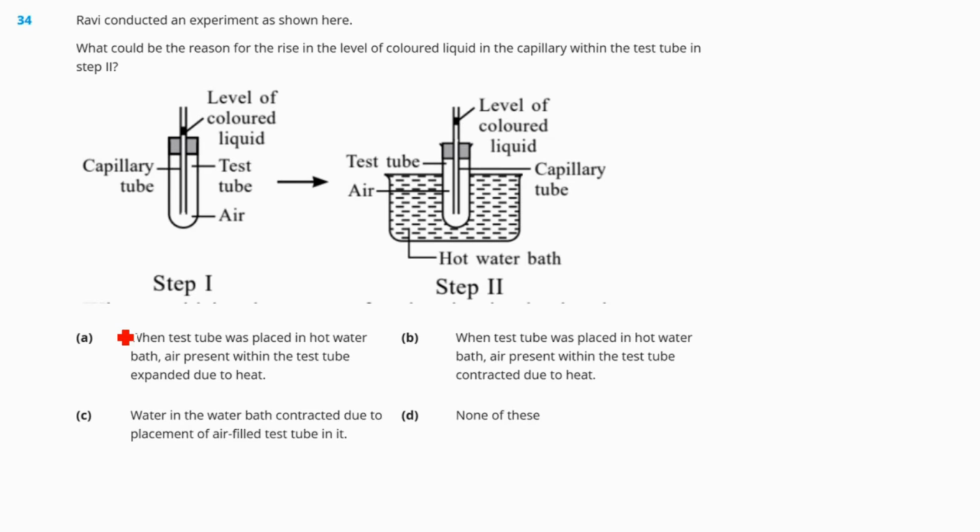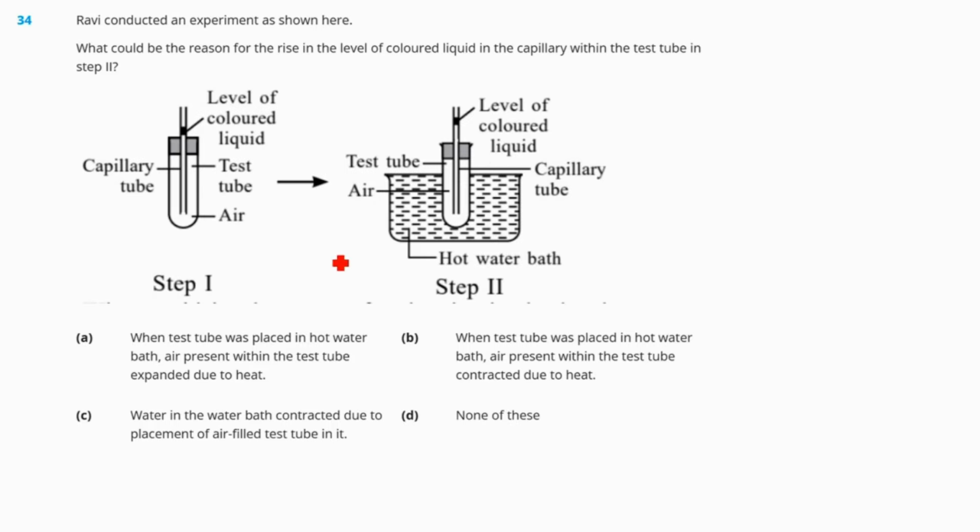Question number 34. Ravi conducted an experiment as shown here. What could be the reason for the rise in the level of the colored liquid in the capillary within the test tube in step 2? So here we can see in step 1, this is a capillary, this is a test tube. Air is inside the test tube. There is a capillary, and inside the capillary there is a colored liquid, and this is the level. Then when we put the test tube in a hot water bath, we can see that the level of the colored liquid has increased.